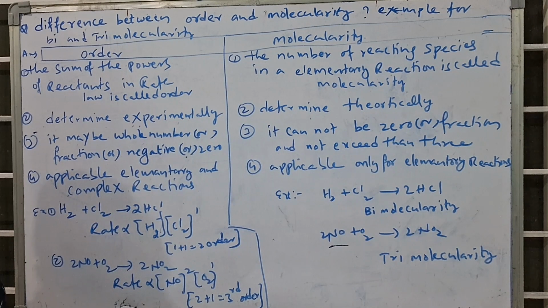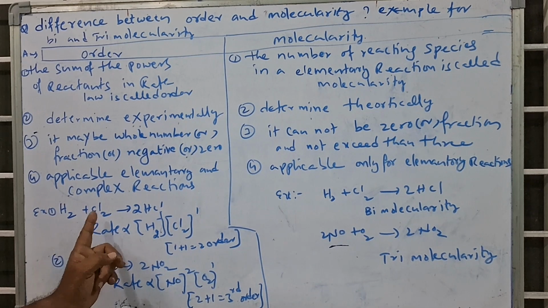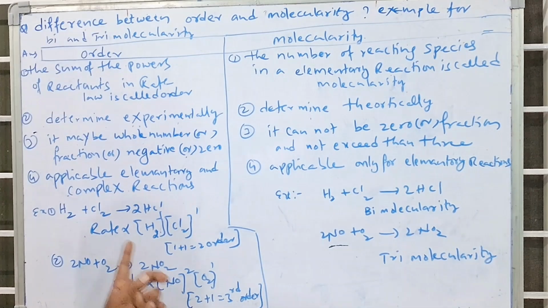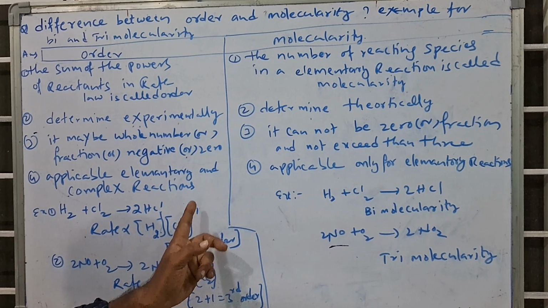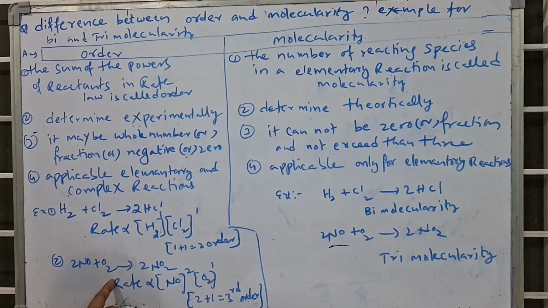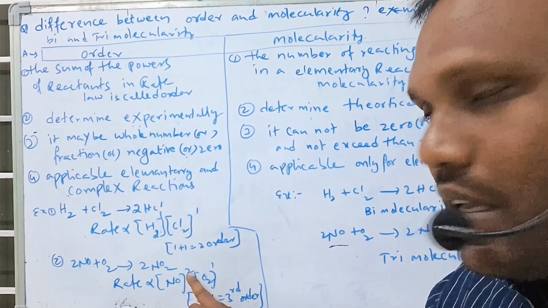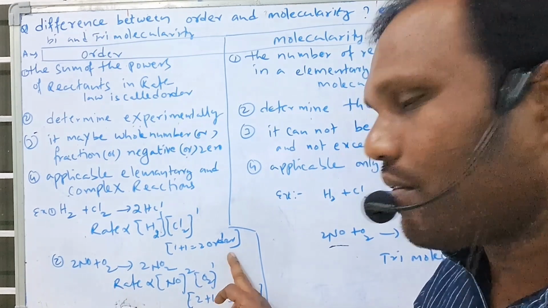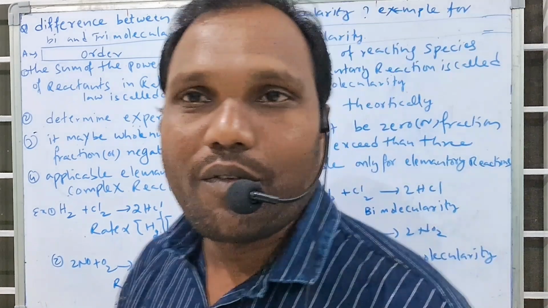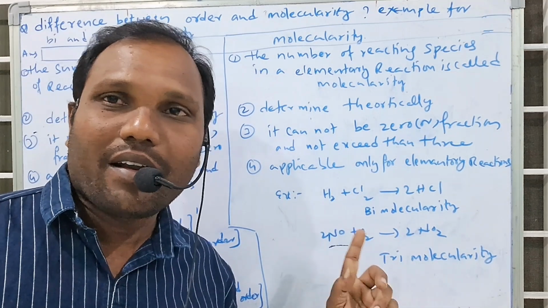Now examples are also important for this answer. One example: H2 plus Cl2 gives 2HCl. For this rate law, rate is directly proportional to [H2]^1 [Cl2]^1, so 1 plus 1, second order. A second example: 2NO plus O2 gives 2NO2. Here NO has power 2 and O2 has power 1. Their powers sum to 2 plus 1, so this is third order.